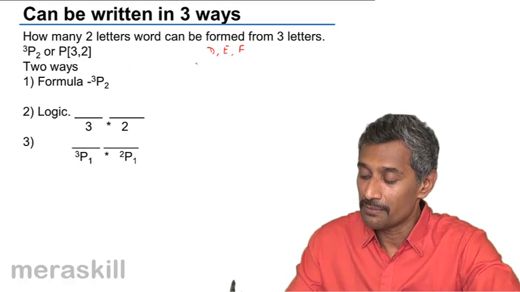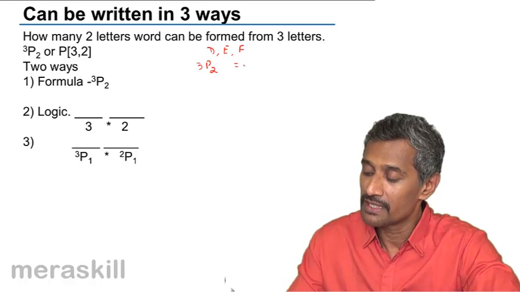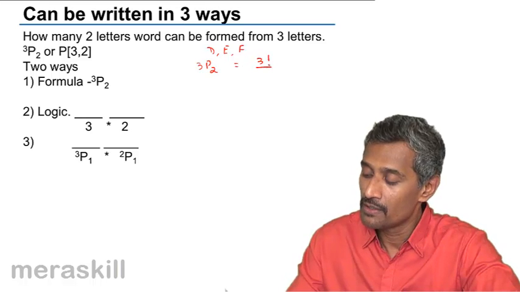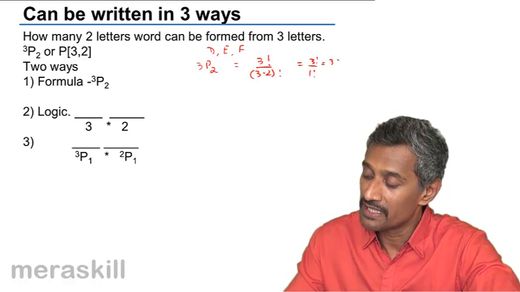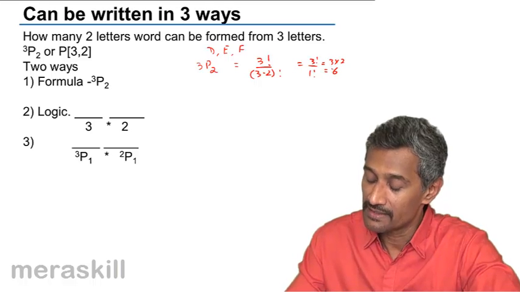So we have the 3P2 formula, which is the same as 3 factorial upon (3 minus 2) factorial, which is the same as 3 factorial by 1 factorial, which is 3 into 2, which is 6.